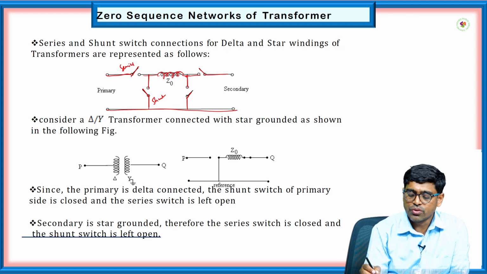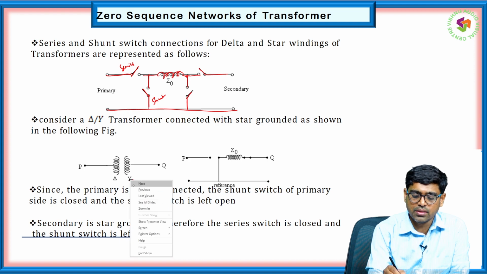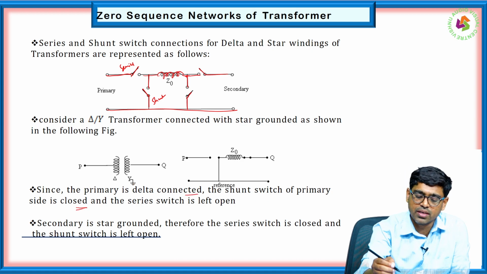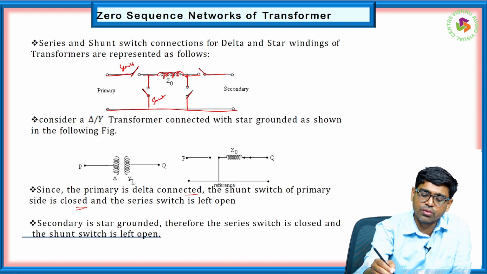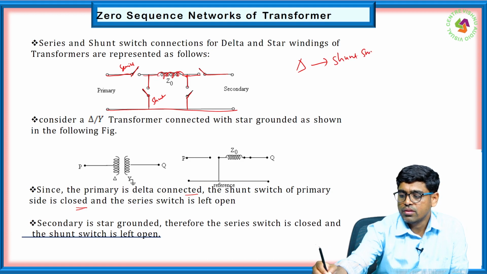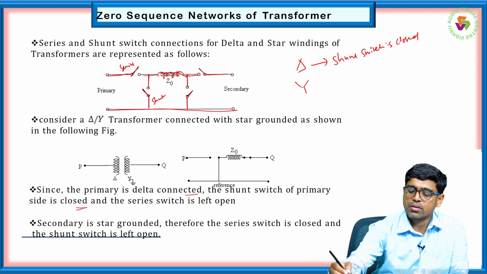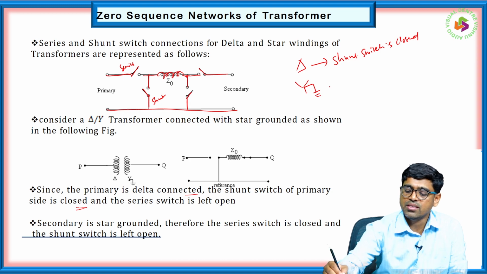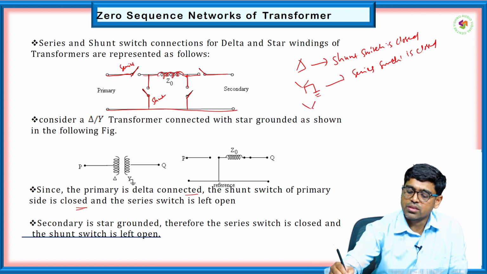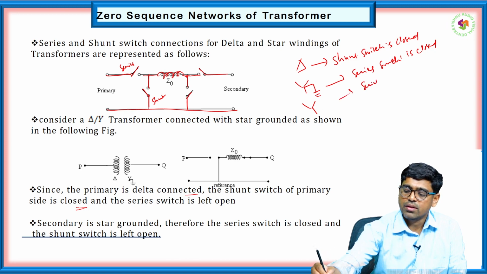Consider the delta-star transformer connection with the star grounded, as follows. If it is star grounded, then we can represent it like this. The primary is a delta connection, so the shunt switch of the primary side is closed. Delta means the shunt switch will be closed. And star grounded means the series switch will be closed. If it is only star like this, then the series switch is open.